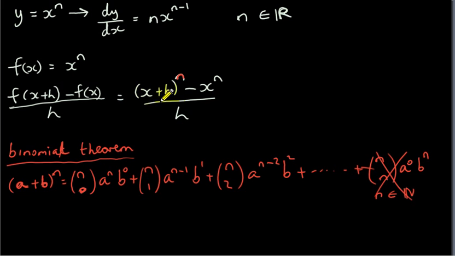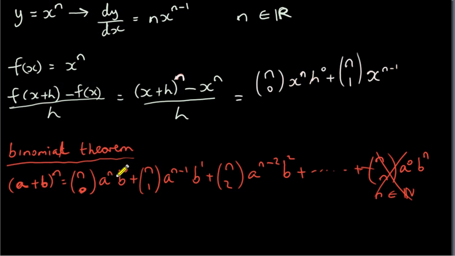So I want to apply it to x plus h to the power of n. So x takes the place of a, h takes the place of b. So we're going to have nC0 times x, which is a, to the power of n, times b, which is h, to the power of 0, plus the next term is nC1 times a, which is x. Now we decrease the power of a by 1. So we have x to the power of n here. We'll have x to the power of n minus 1 here.